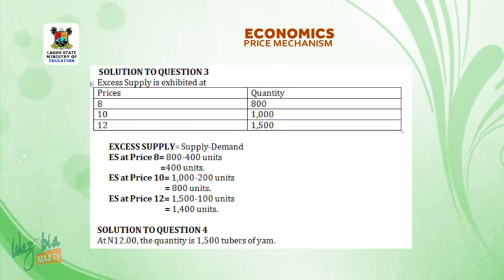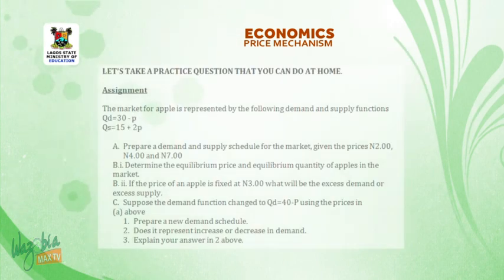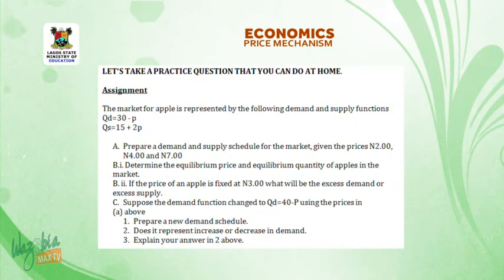And the final answer to the final question there is at price 12, the quantity is 1,500 tubers of yam. Let's take a practice question that you can do at home.